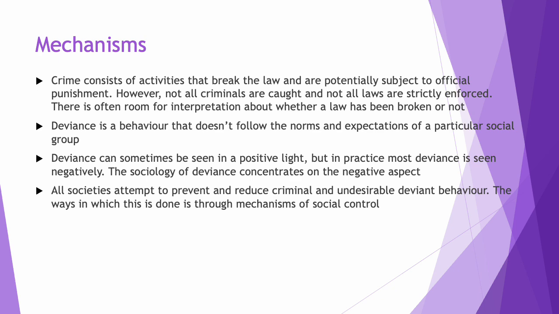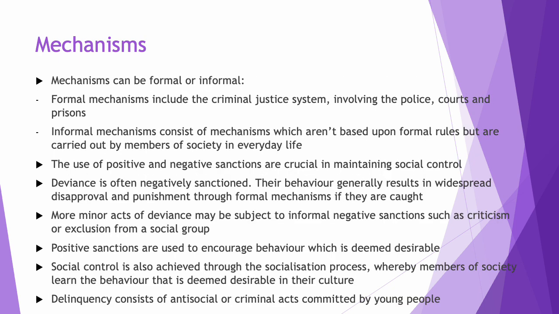The ways in which this is done is through mechanisms of social control. Mechanisms can be formal or informal. Formal mechanisms include the criminal justice system, involving the police, courts, and prisons. Informal mechanisms consist of mechanisms which aren't based upon formal rules but are carried out by members of society in everyday life, like stigma. The use of positive and negative sanctions are crucial in maintaining social control.